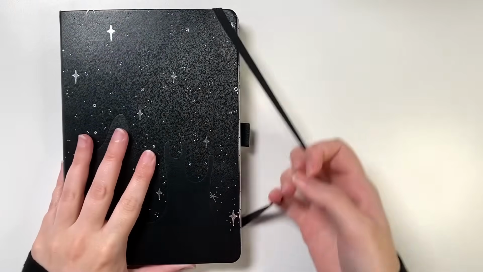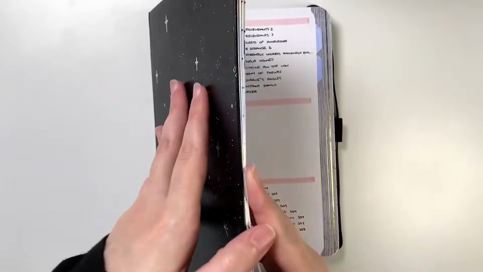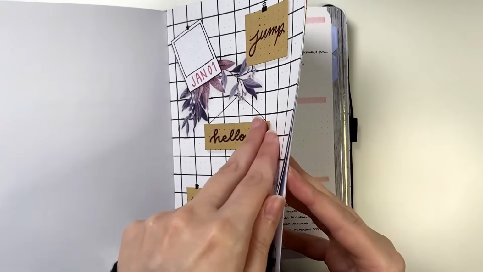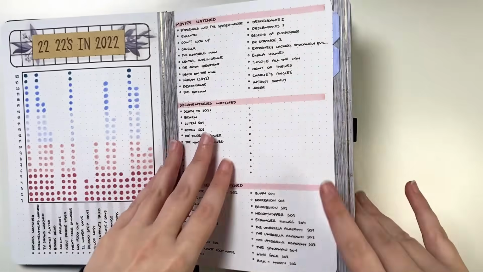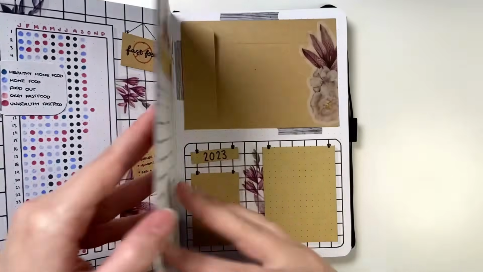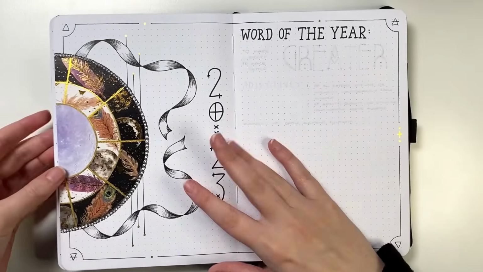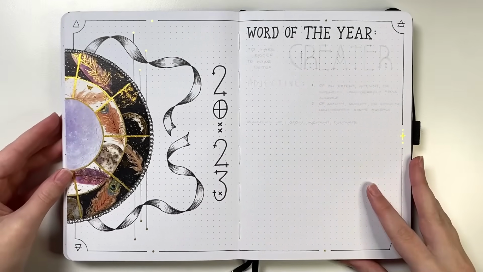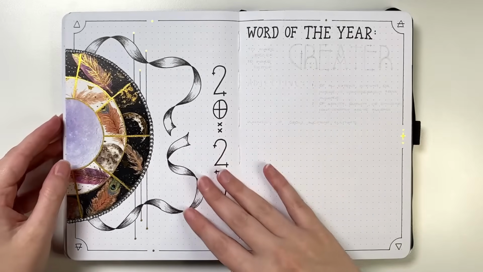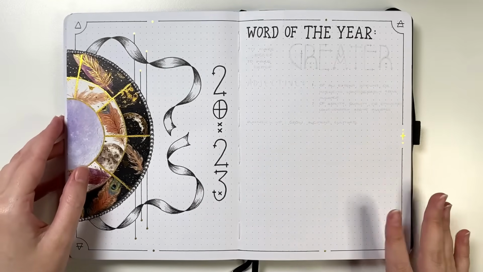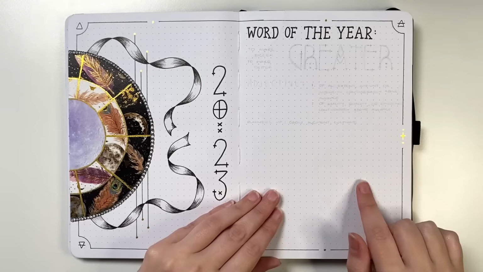Starting first with my yearly collections journal. For this one we've got my 2022 pages, which are already kind of dealt with. What we're going to be populating though are my 2023 pages. So starting here on the cover page, which has the 2023 title, and then what's going to be my word of the year page. So this is where we'll start our population.